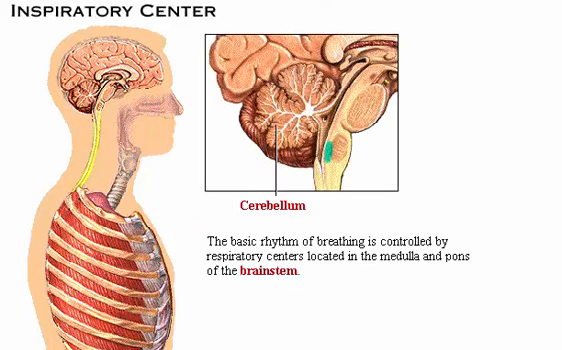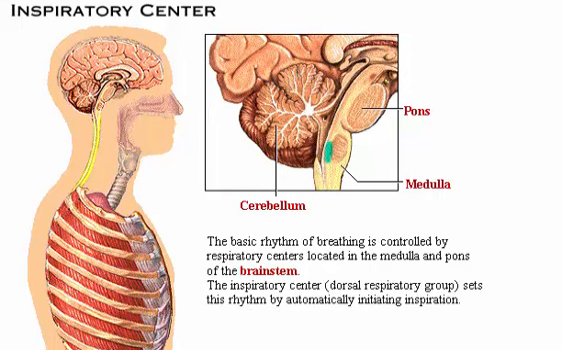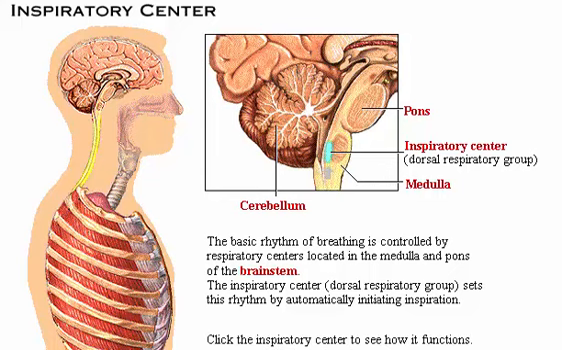The basic rhythm of breathing is controlled by respiratory centers located in the medulla and pons of the brainstem. Within the medulla, a paired group of neurons known as the inspiratory center or the dorsal respiratory group sets the basic rhythm by automatically initiating inspiration. Click the inspiratory center to see how it functions.